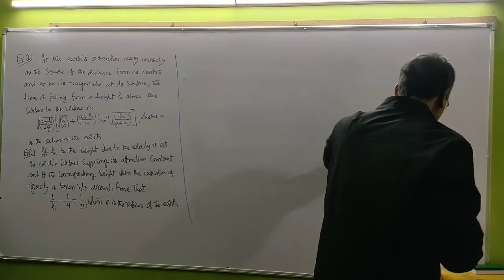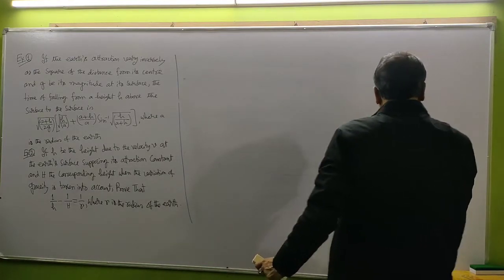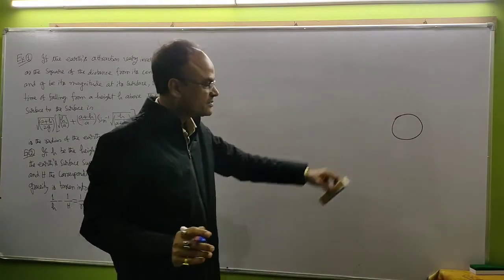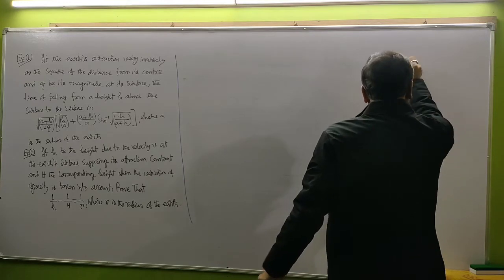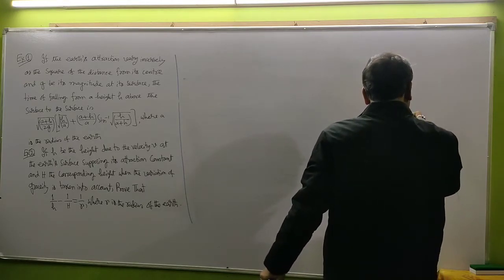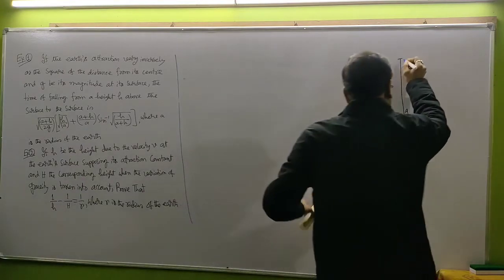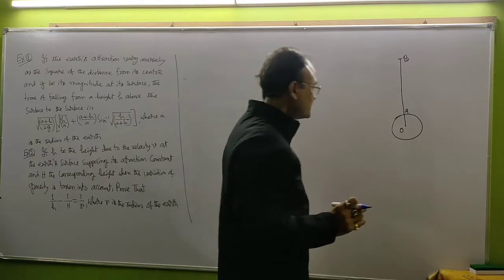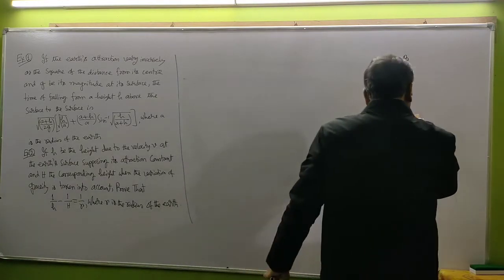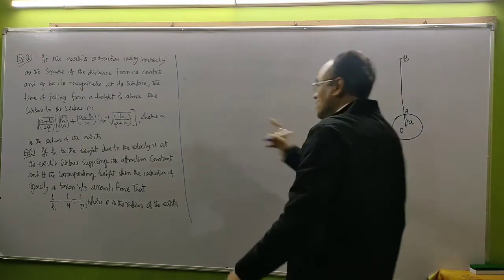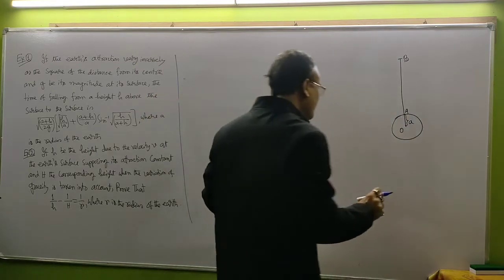Now let me first draw the diagram. Suppose this is earth. O is the center of the earth. Suppose it is a vertical line within the surface of the earth at A. OAB is a vertical line. OA is the radius of the earth. It is given to be equal to a.